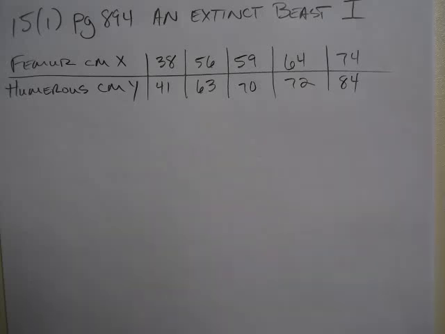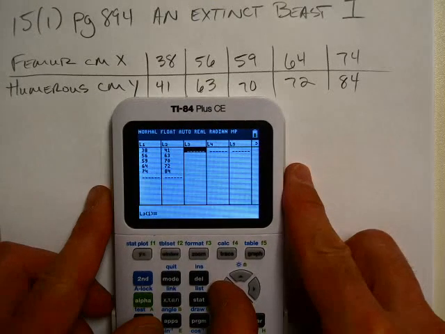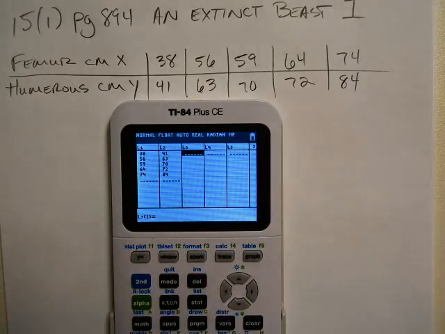So what we really want to do first thing, once you get that copied down, is to copy it into the calculator. And we will want to put that in L1 and L2. L1 for the femur, L2 for the humerus.